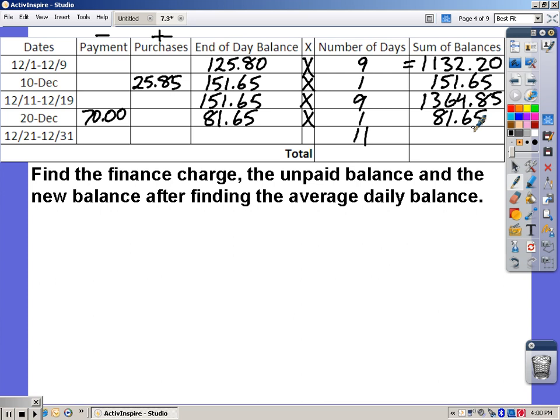Okay? Now, on 12/21 through 12/31, there were no payments, no purchases. The balance at the end of the day remained the same, 81.65. Times 11 days, work that in your calculator. You should come up with $898.15.